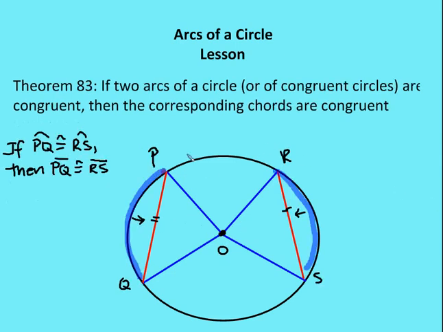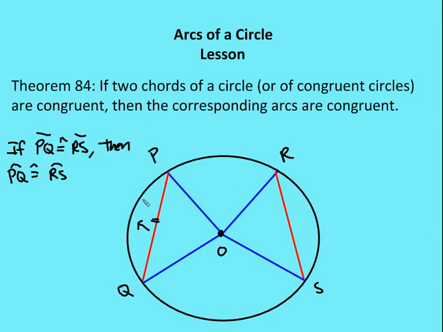All right, in the last set, we had angles to arcs, then we had angles to chords, and now we're going to have arcs to chords. So I have arc PQ is congruent to RS, then I know that chord PQ is congruent to chord RS. So if two arcs of a circle or congruent circles are congruent, then the corresponding chords are congruent. And then again, if the chords are congruent, the corresponding arcs are congruent. So if I have two chords of a circle or of congruent circles that are congruent, then the corresponding arcs are going to be congruent. So PQ is congruent to RS.